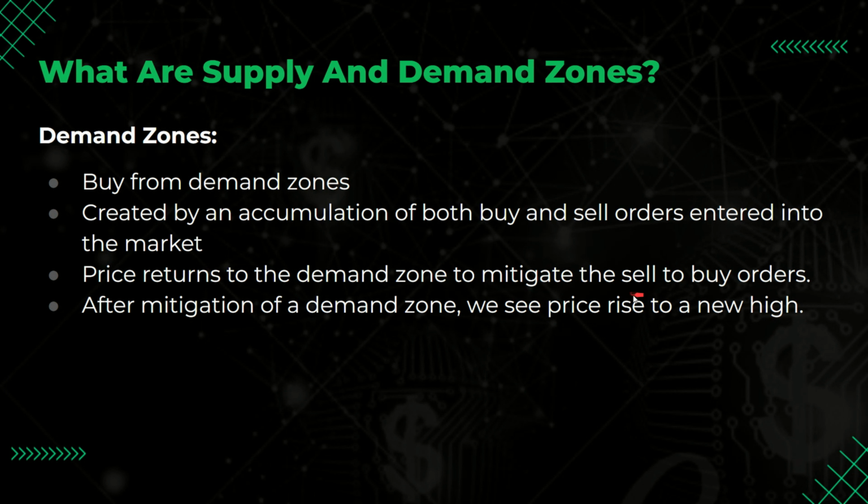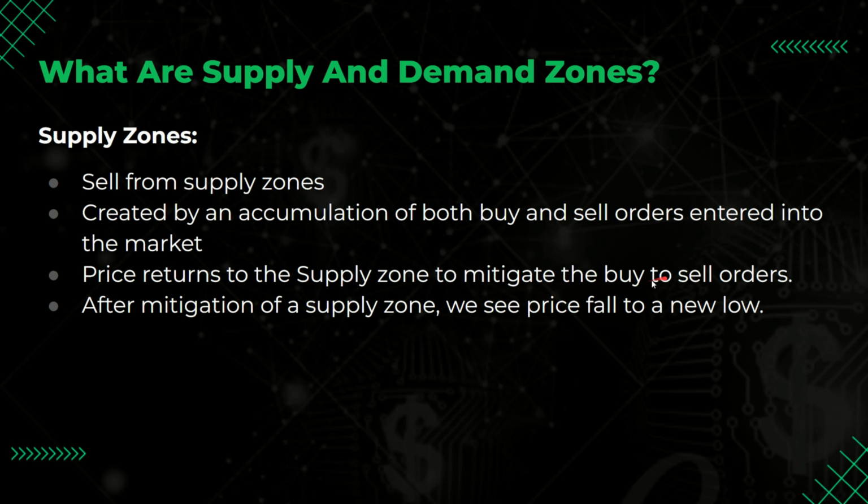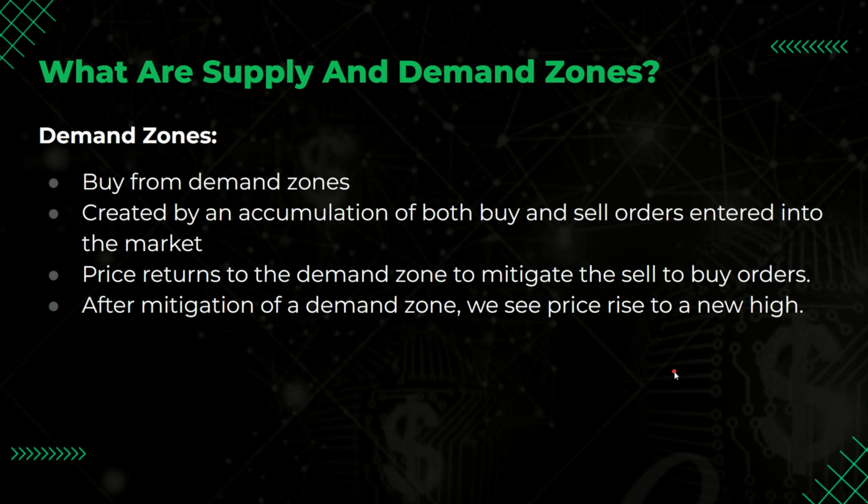I want to make it very clear that in demand zones, they're actually selling and then buying, and in supply zones, they're actually buying and then selling. So in a supply zone creation, smart money is aggressively buying and then selling off. For demand zones, they're selling and then aggressively buying. There's a very distinct difference, and I don't want you to get mixed up before actually looking at a live chart. After the successful mitigation of a demand zone, we see price rise to a new high.